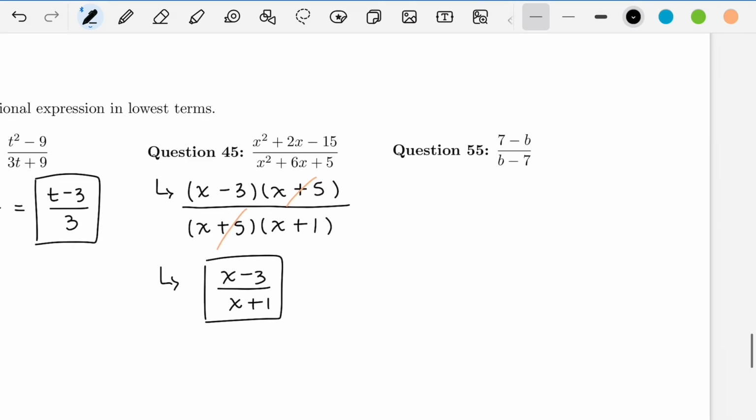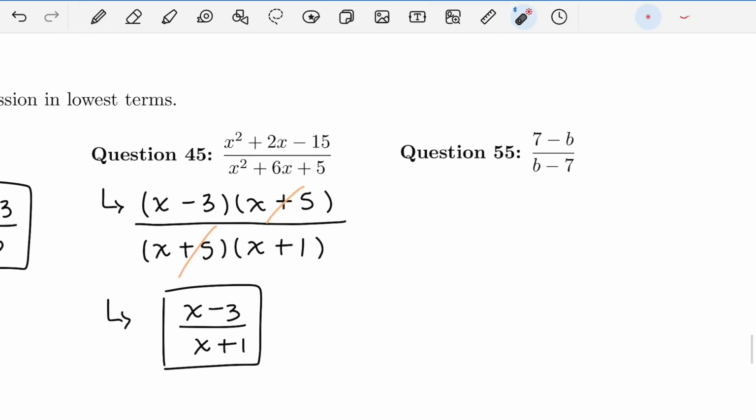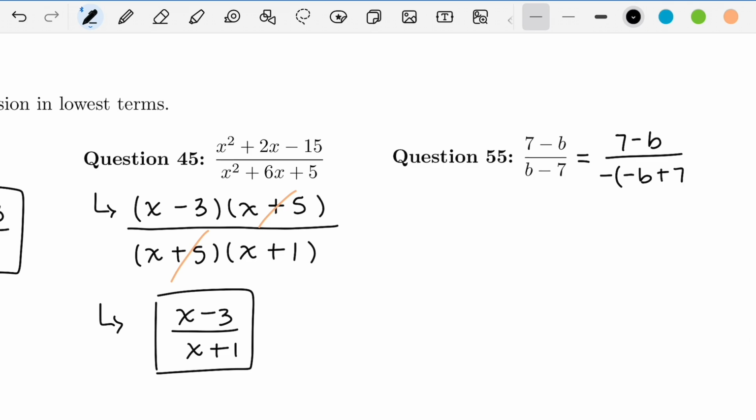Now this next question here is a bit of a special case, and that's because notice in the numerator we have a positive 7 and a minus b, but in the denominator we have a positive b and a minus 7. So our numerator and denominator are opposites. So what we can do in this case is we can factor one of them and rewrite it so that they're no longer opposites. So what I mean is, if we were to keep the numerator as is, but factor out a minus from our denominator, so bringing out a minus, that would change the signs of both of these terms here. So we would end up with a minus b and a plus 7.